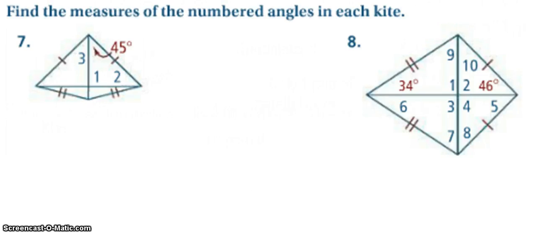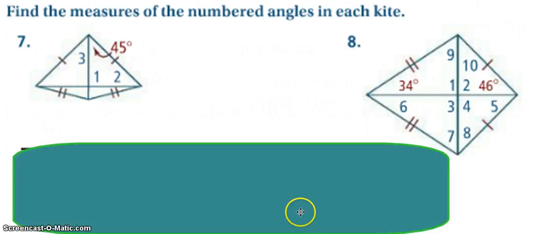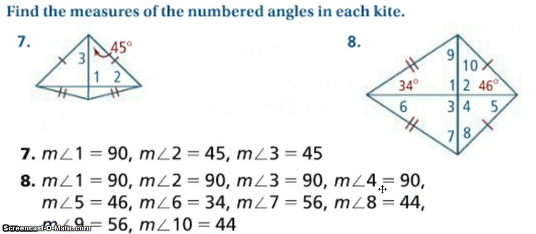Using the similar method, please pause the video and try 7 and 8 on your own. Come back to verify your answer. Due to a lack of time, I'm just going to show your answers. Pay attention that all the diagonals bisect, so anytime you see an angle like 6 or 5, it's going to be the same as the other one given. So there are all your answers for 7 and 8.